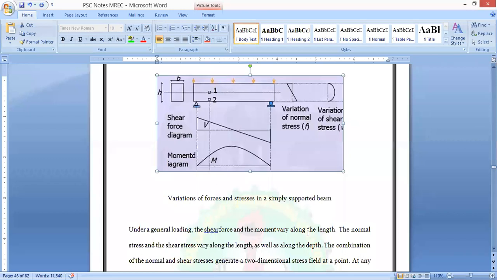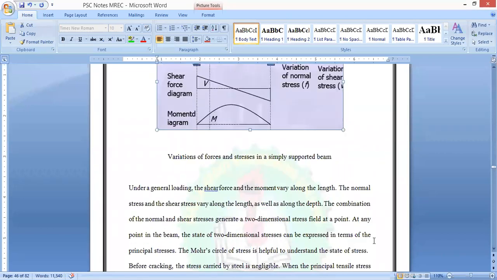Okay. So why? Because bending stress and shear stress are inversely proportional. They are not directly proportional. Okay. They are inversely proportional. So that's the reason why your normal stress and shear stresses vary along the length and even along the depth of the member also, right? So in this case, the combination of normal and shear stresses generates a two-dimensional stress field at a point.